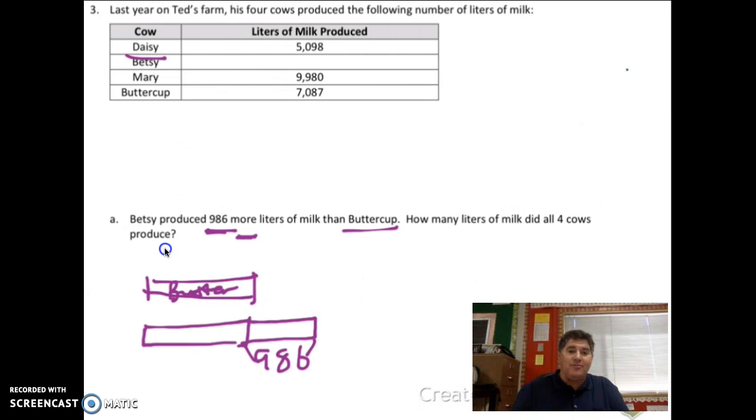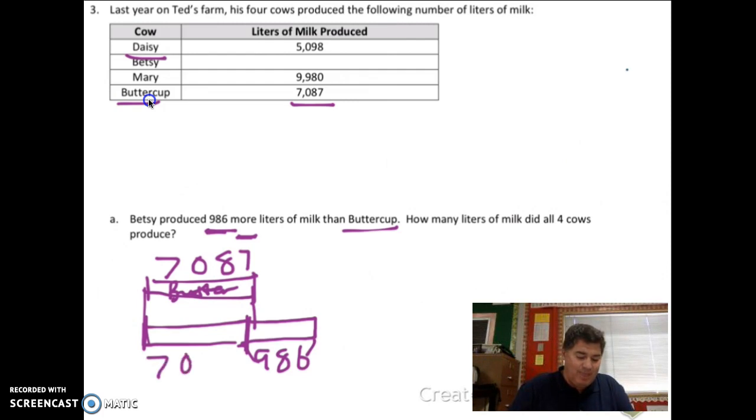Do we know what Buttercup is? By golly, we do, right up here where it says Buttercup. So Buttercup is 7,087 liters. So we know this part right here, because this is the same as that. That connects down, and it's right at the same level. So that should be 7,087. Now to figure out how much Betsy has, what we do is we're just going to add those all together.